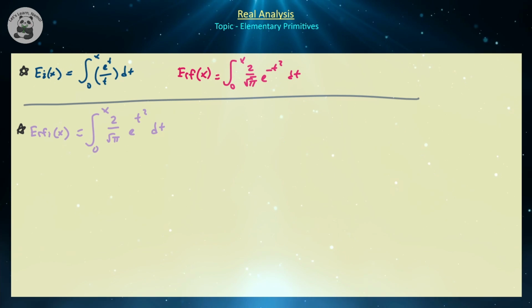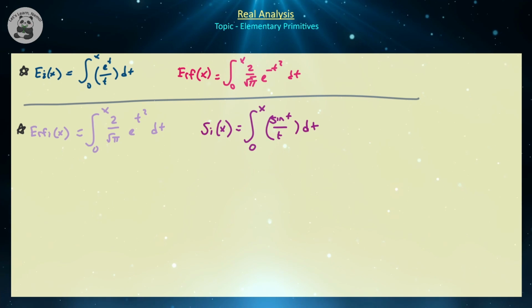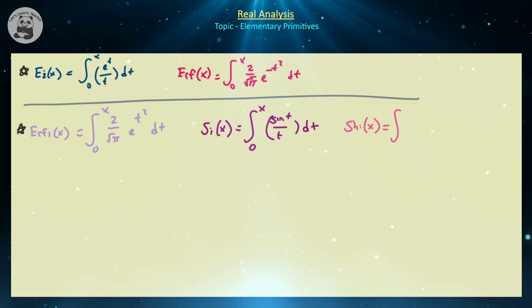Another very important integral would be the sine integral, psi of x. And this is defined to be equal to the integral from 0 to x of sine of t over t dt. Proving that this does not have an elementary primitive is a very good exercise for you in case you're interested. And also the hyperbolic sine integral xi of x will be equal to the integral from 0 to x of the hyperbolic sine of t over t dt.